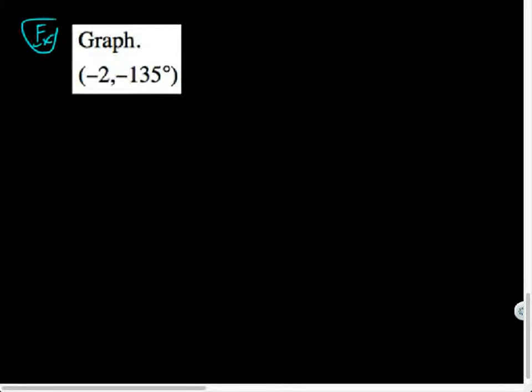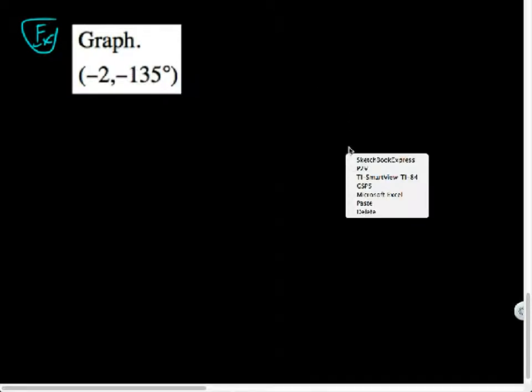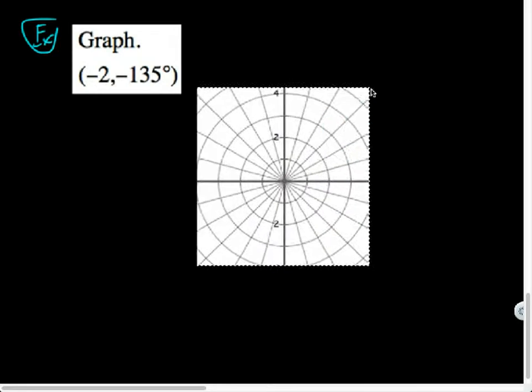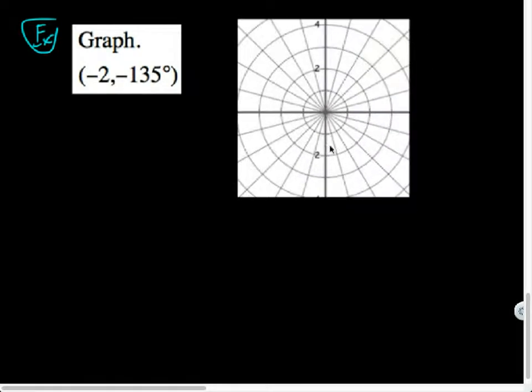So to graph this, we've got, let's see, -2, I don't have to go out too far for that one. Polar coordinates make me feel like some sort of submarine commander or something. Here we are. So -135 degrees, where's that at?